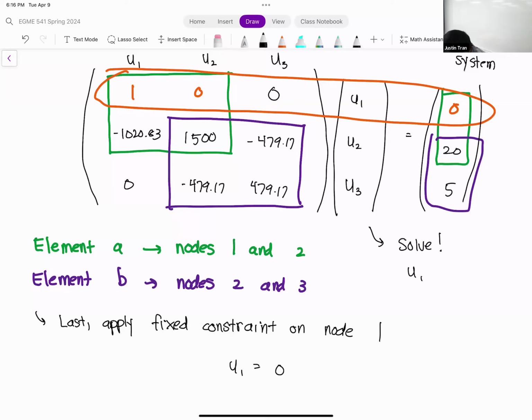And so if we solve for the solution, we get the following. Since U1 is at the constraint, we know U1 is going to be equal to 0. U2 is going to be 0.245 meters. And then U3 is going to be 0.349 meters.